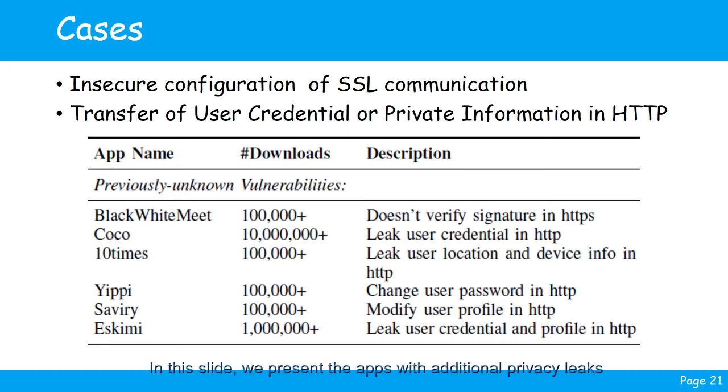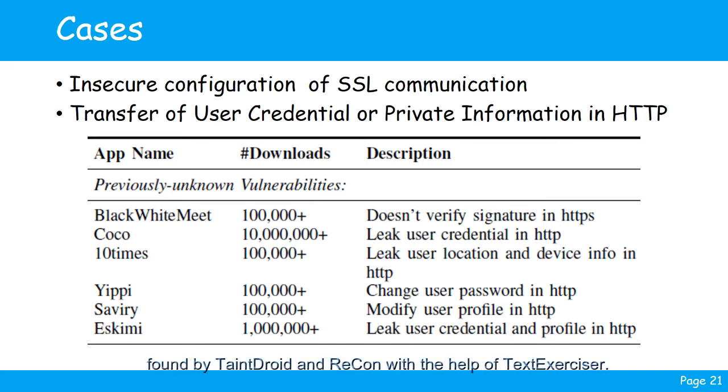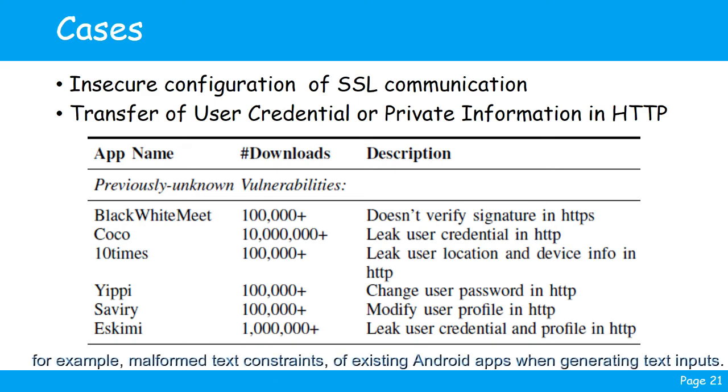In this slide, we present the apps with additional privacy leaks found by Tendroid and Recon with the help of TextExerciser. They either use insecure configuration of SSL communication or transfer user credentials or private information in HTTP links. Besides, as a byproduct, TextExerciser also finds some bugs, for example, malformed text constraints or crashing Android apps when generating text inputs.